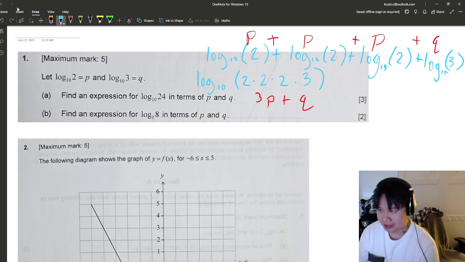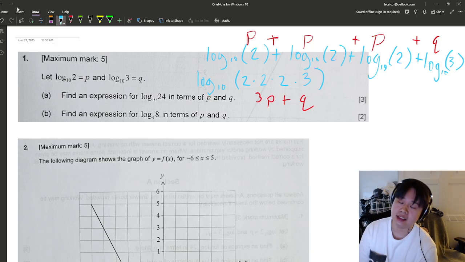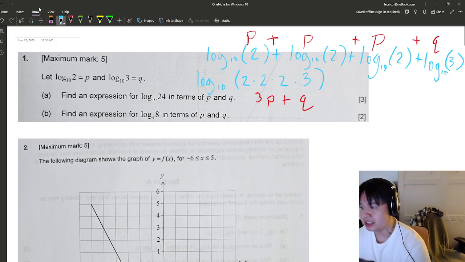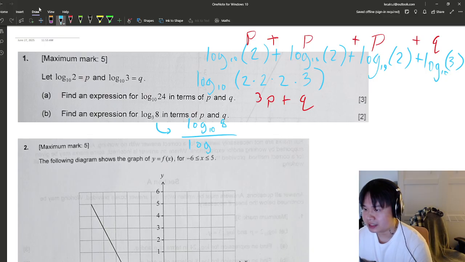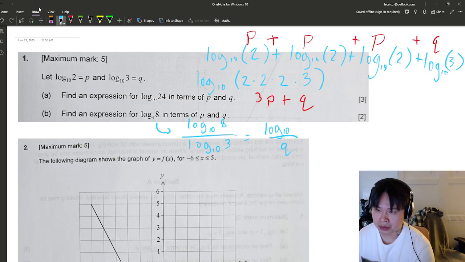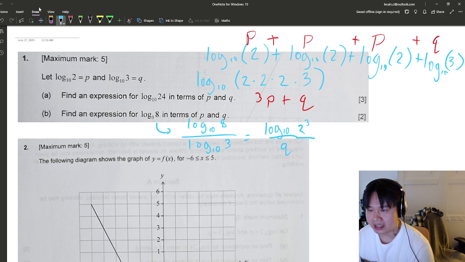And then, let's see, we have this. It's log base 3. So what we're going to need to do first is change it into log base 10 using our change of base formula. So log base 10 of 8 over log base 10 of 3. The bottom is easy, that's literally just q. And then 8, we will need to write into some sort of power of 2 or multiplication of 2 and 3, and that's pretty straightforward. 8 is 2 to the power of 3.